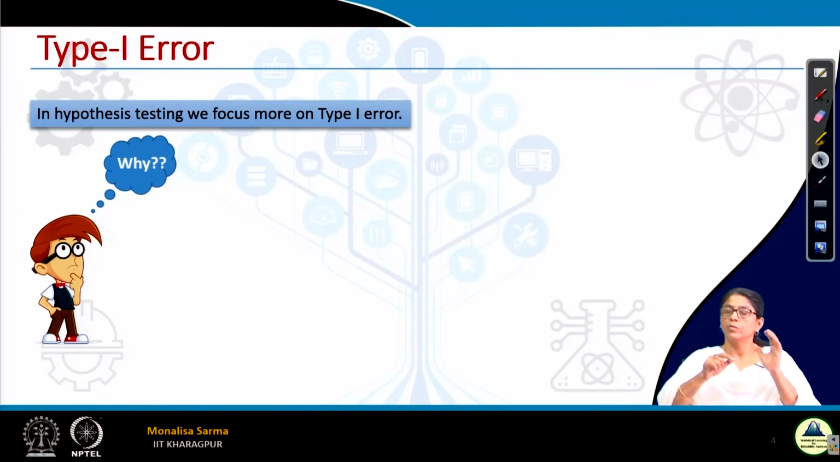So that is alpha. That is type 1 error. I did not mention anything about type 2. Does that mean type 2 is not important? We will see that.